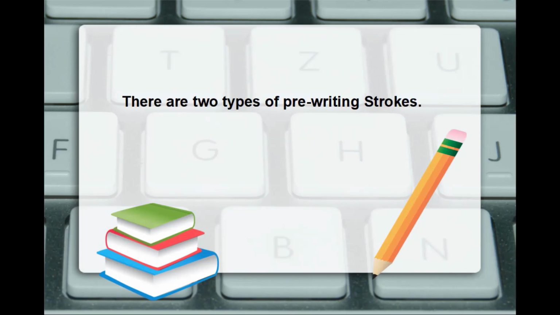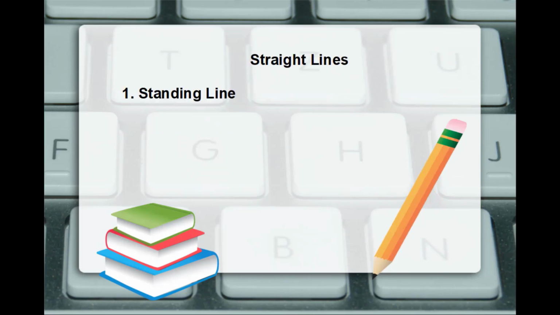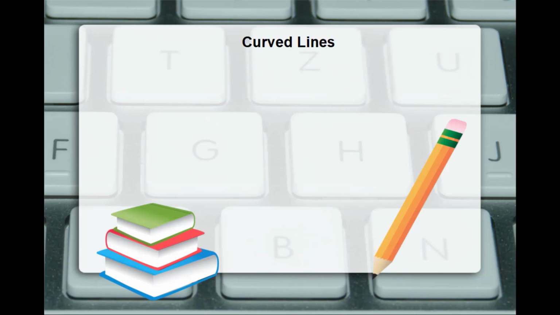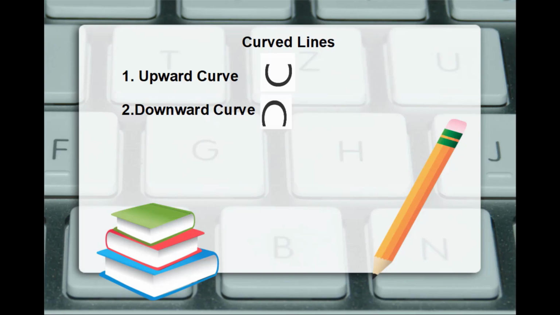In pre-writing patterns, we have two types. First is straight lines and other is curved lines. In straight lines, we have standing line, sleeping line, left slanting line and right slanting line. In curved lines, we have upward curve, downward curve, right curve and left curve.